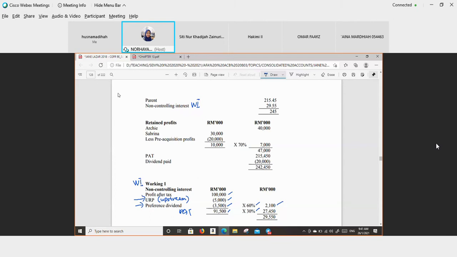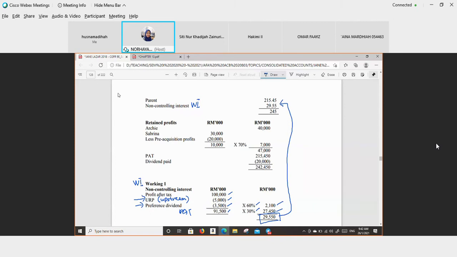Okay, jangan keliru tau. Please make sure you are following. Then you get 29,550,000. So this is apa ni Khadijah? Profit for non-controlling interest. Yes, profit attributable to non-controlling interest which you carry to consolidated profit or loss. Betul tak Khadijah? Okay, and then the balance goes to parent. Okay, you just work backward. The balance goes to parent.